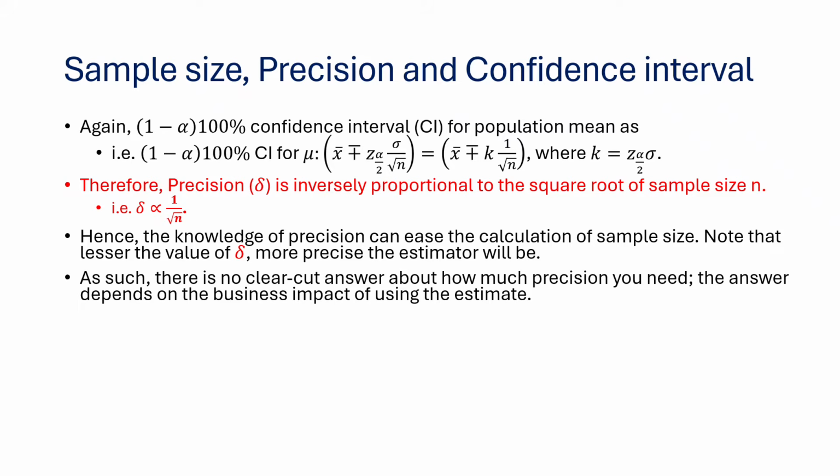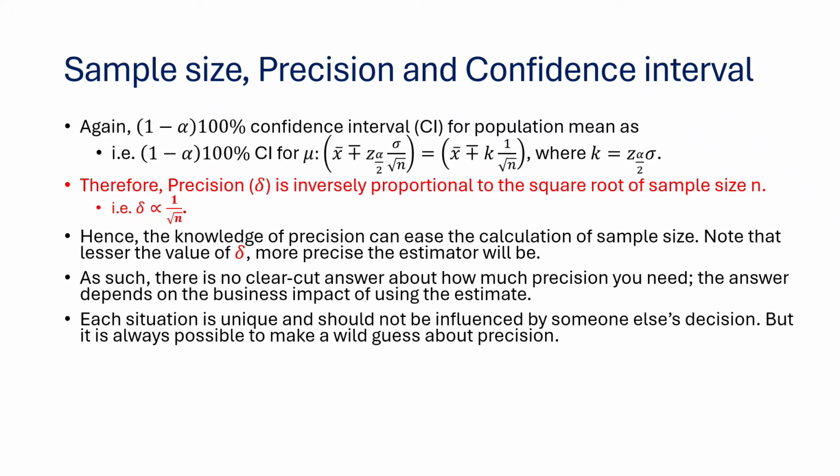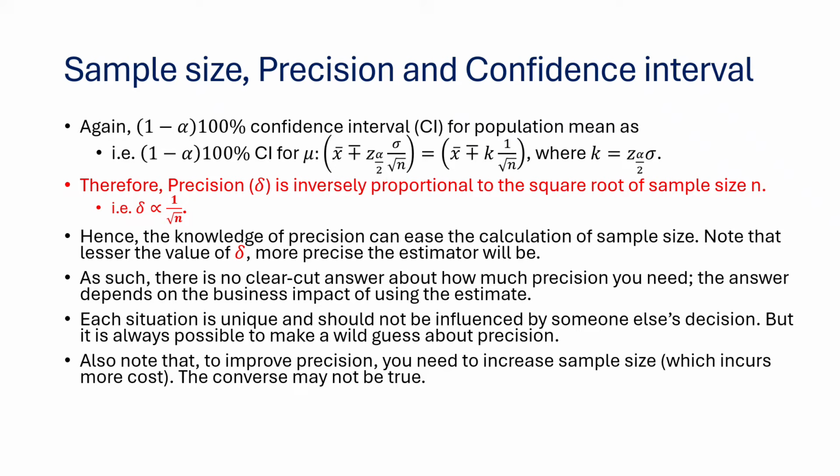If you assume delta to be very small, you will get a more precise estimate. Naturally, the accuracy also will be increased in that sense. As said, there is no clear-cut answer about how much precision you need. The answer depends on the business impact of using the estimate. Each situation is unique and should not be influenced by someone else's decision. So don't make it a customary point that in every situation the precision will be like this. You have to decide what is the demand of the situation.